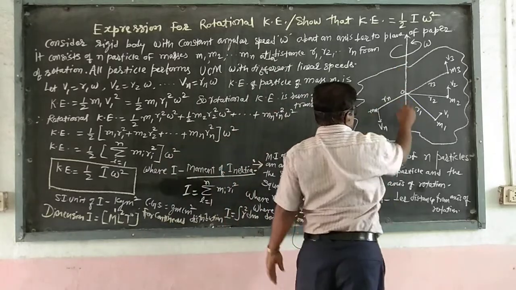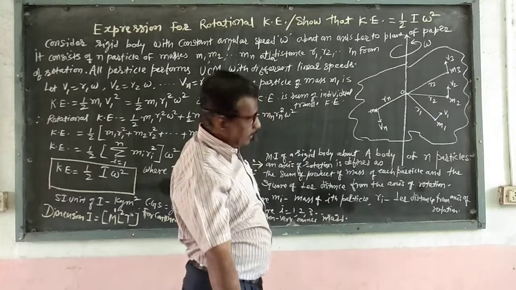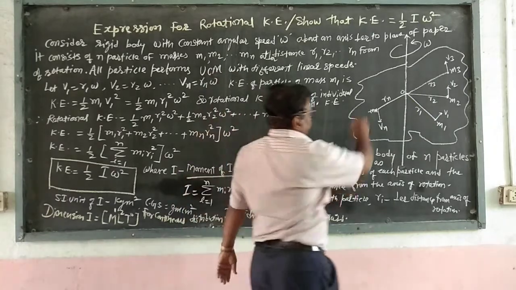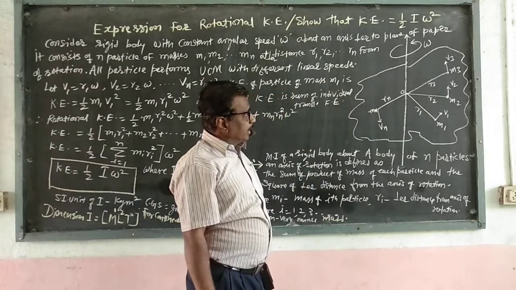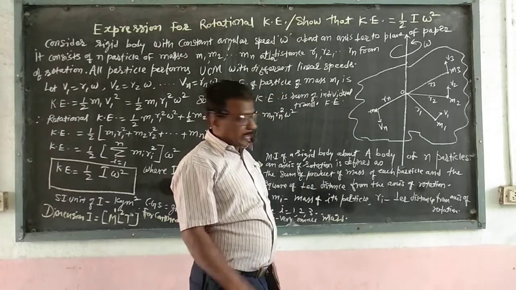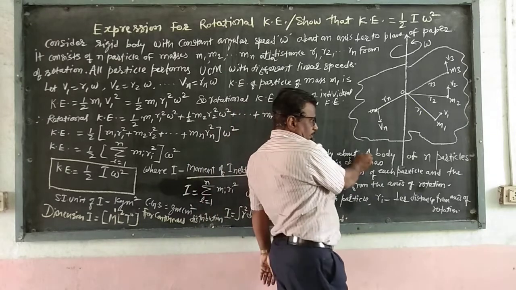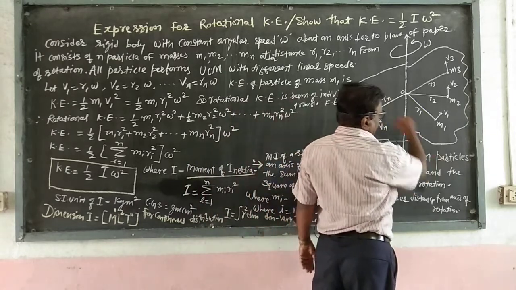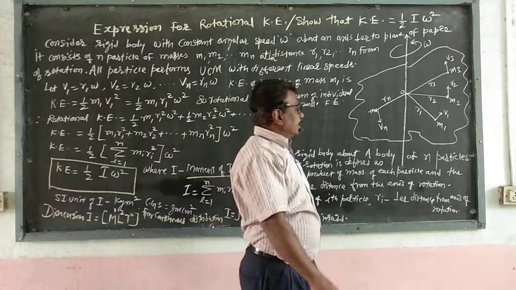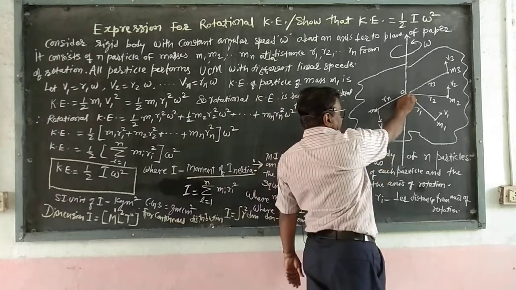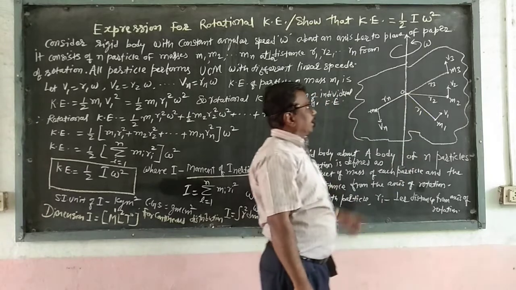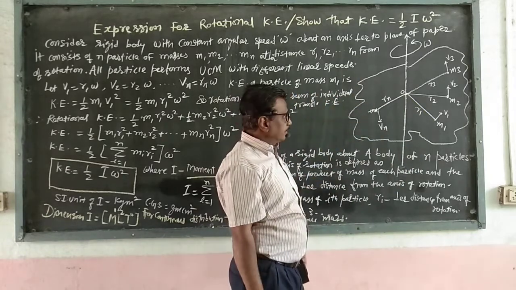In this diagram, there is a rigid body. This is the shape of the rigid body. This rigid body consists of n number of particles, so the body of n particles is drawn here. The body passes through point O, and it is rotated in the anti-clockwise direction.